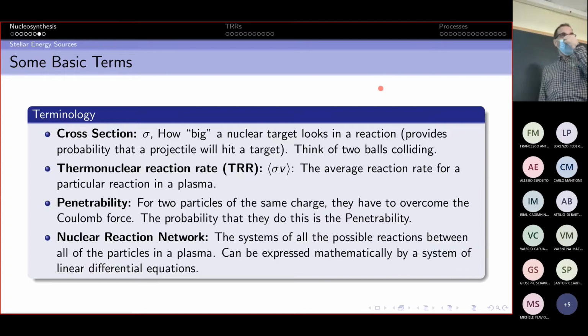They are experts at neutrinos here. So neutrino cross sections are very, very tiny. Okay. Thermonuclear reaction rates. We use this symbol: the average value of the cross section times the velocity. Things are moving around in a plasma. The thermonuclear reaction rate is how fast they are hitting each other on average.